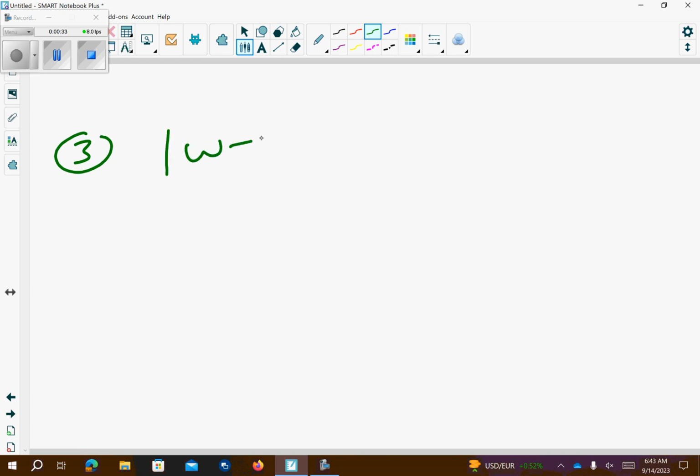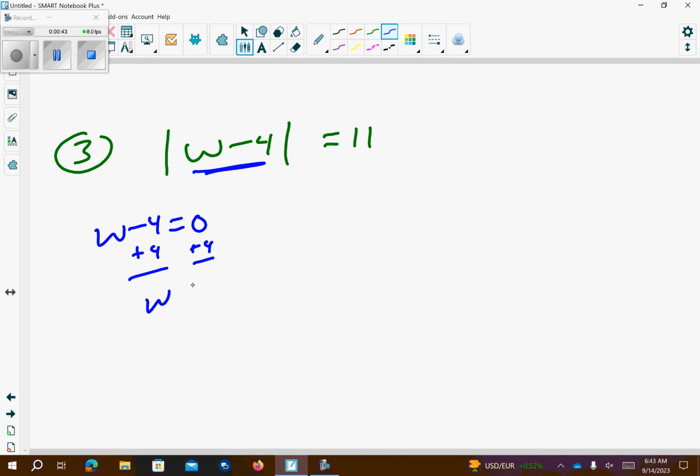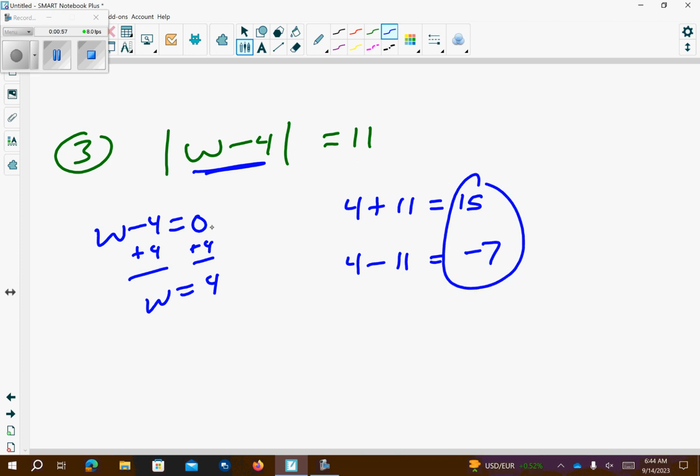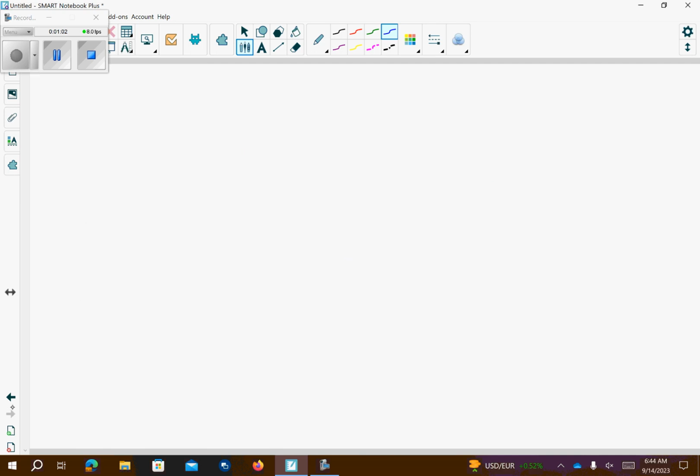Problem number 3. We have the absolute value of w minus 4 equals 11. So I'm going to take this and set that equal to 0. And this is what we're going to go back and forth around. So I'm going to go 4 plus 11 and 4 minus 11. So it's 15 and negative 7. Those are my two answers. So remember, we're setting that equal to 0 to solve that part first.